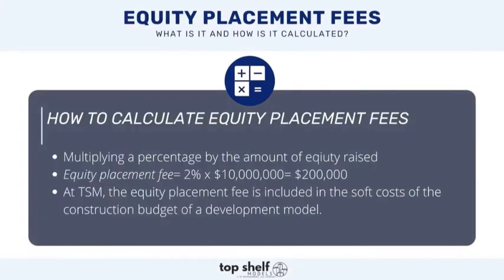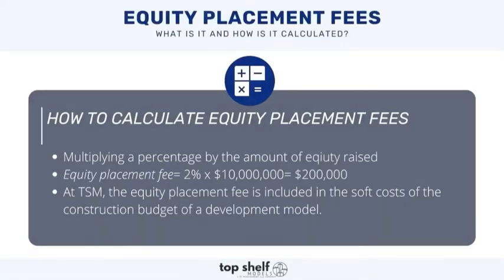Typically, whenever you're calculating an equity placement fee, it would be some sort of percentage, your equity placement fee percentage, and then you'd multiply that by the amount of equity raised. For example, let's say the placement fee is 2%, and the requirement is $10 million. You take the 2%, multiply it by 10 million, and you would get 200K.